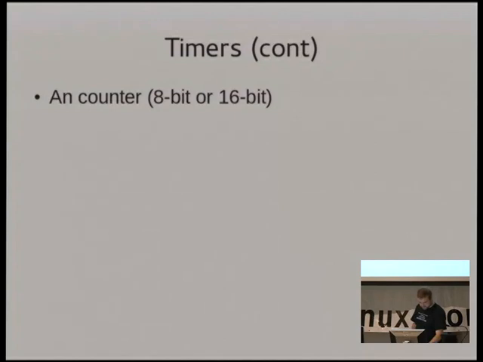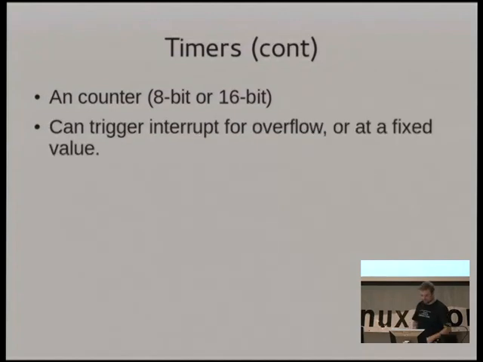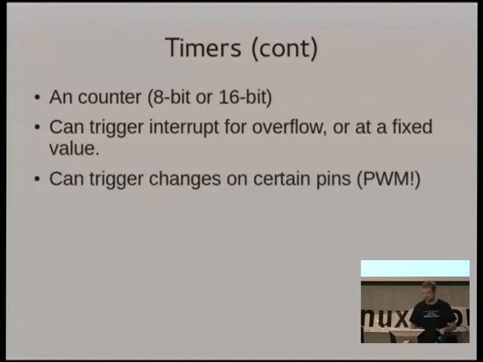So the timers are 8 or 16 bit. There are a fixed number on each chip, and each one is of a fixed type. So you might have an 8-bit timer and a 16-bit timer, or some combination of them. You can trigger an interrupt for an overflow, or you can trigger an interrupt at a fixed value. So you might want to have it, instead of counting all the way from 0 to 65,536, you might say, well, I want to trigger an interrupt 2/3 of the way through that.